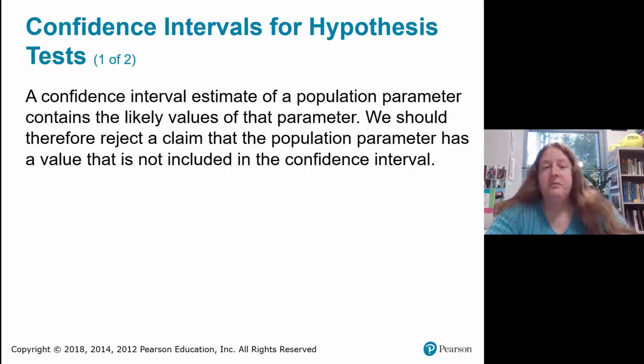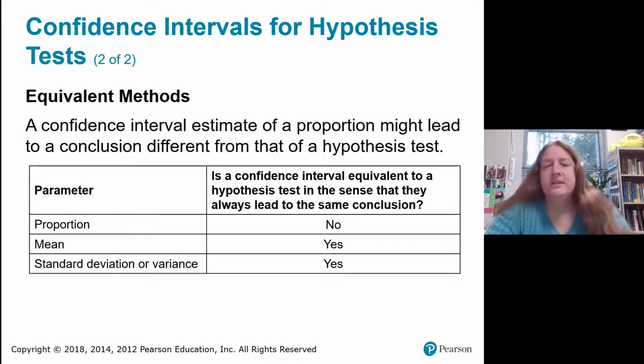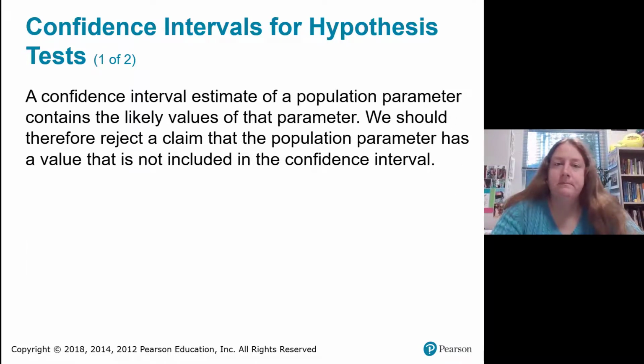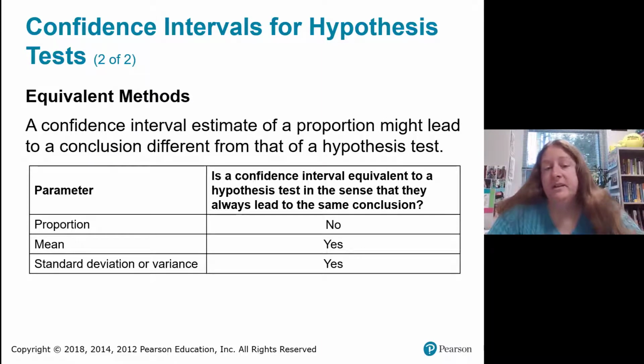Confidence interval estimates of a population parameter contain the likely values of that parameter, and we should therefore reject a claim that the population parameter has a value that is not included in the confidence interval. So when we're using confidence intervals, that's our deal. The confidence interval method is actually equivalent to a hypothesis test in the sense that they always lead to the same conclusion when we're talking about means and standard deviations or variances. But that's not the case with proportions.